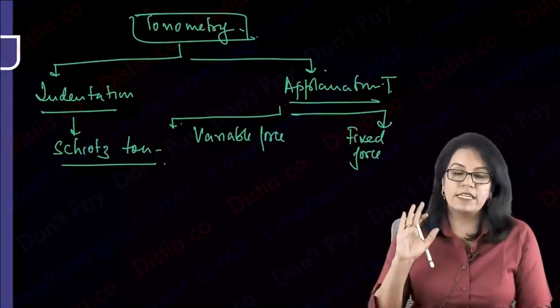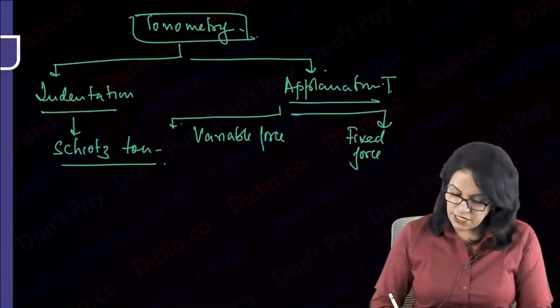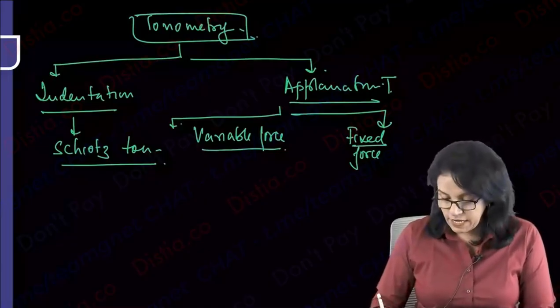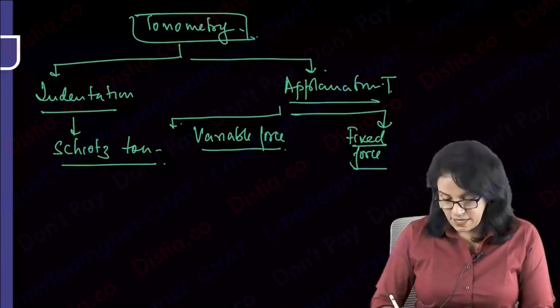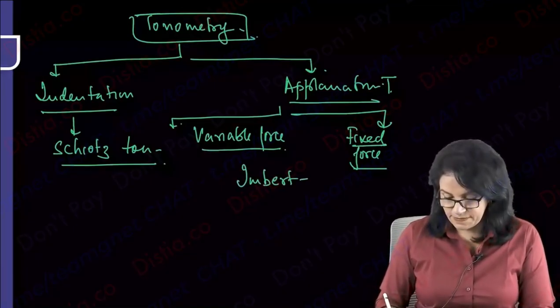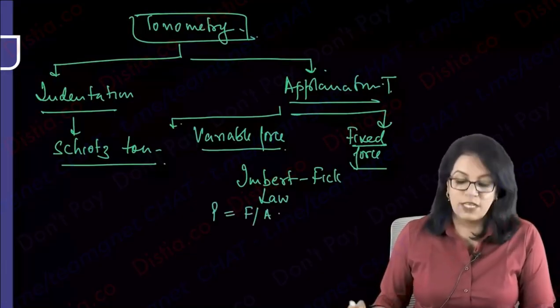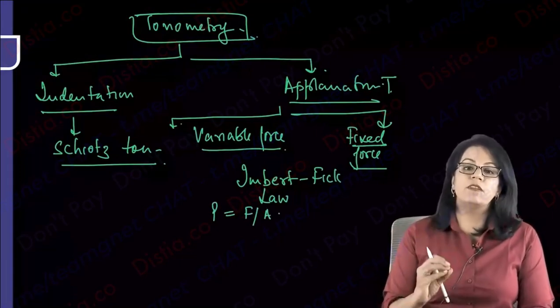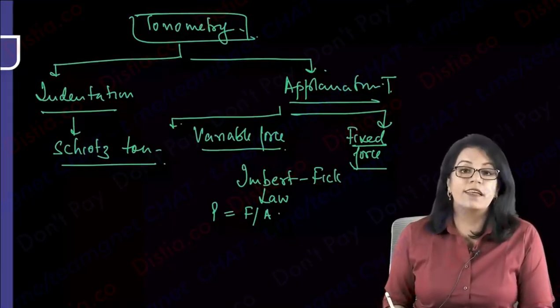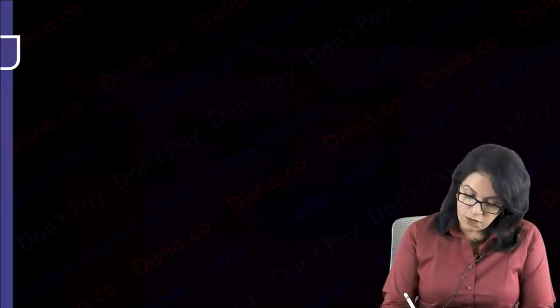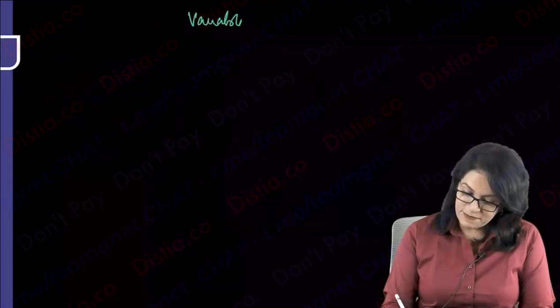Now, when I say just touching and flattening is applanation, the whole applanation is based on the Imbert-Fick law, which says that pressure is equal to force upon area. Now here, when you say variable force, I am fixing the area. So I am writing here, area is fixed. In variable force, what is happening? Area is fixed.